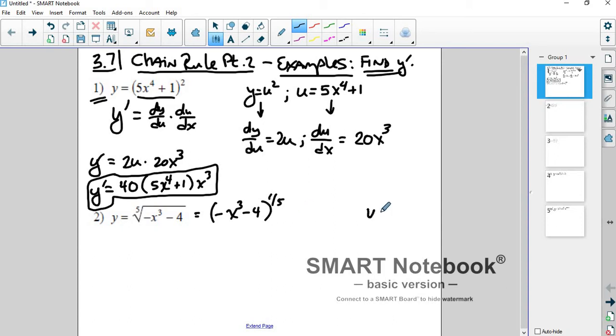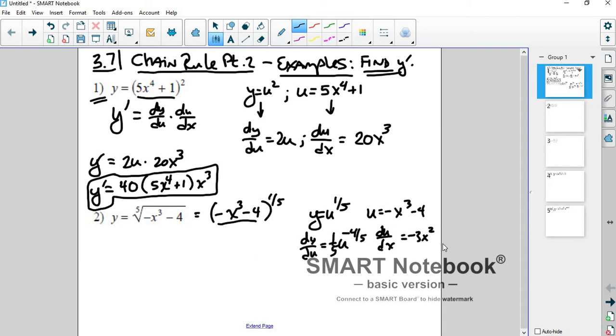Okay, so what's u? What's the inside function? The inside function is this stuff, -x^3 - 4, which means y is equal to u to the 1/5. So when we go to take derivatives, dy/du, you bring down the 1/5, u to the negative 4/5, right? 1/5 minus 1 is negative 4/5. The du/dx, that's equal to -3x^2 - 0.